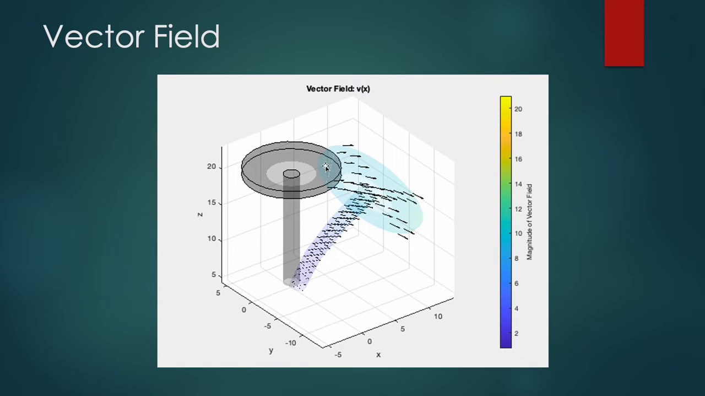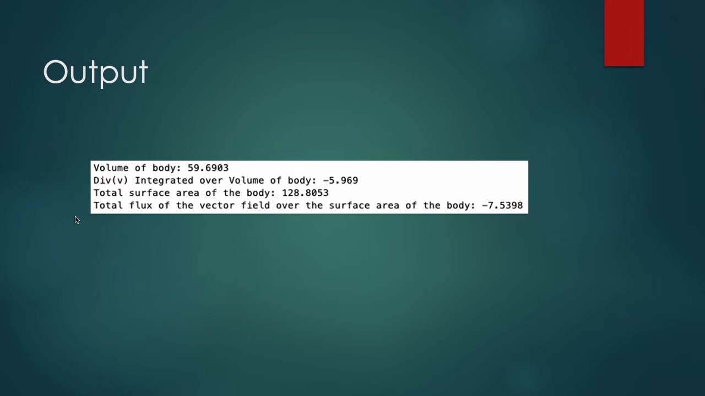I also played around with it a little bit, but it ended up just liking this the best. So here is the output at the end. I got the volume of my body to be 59.6903.